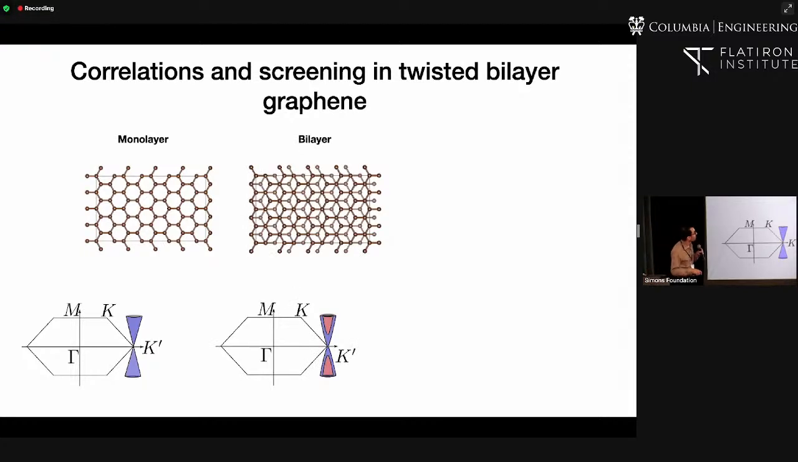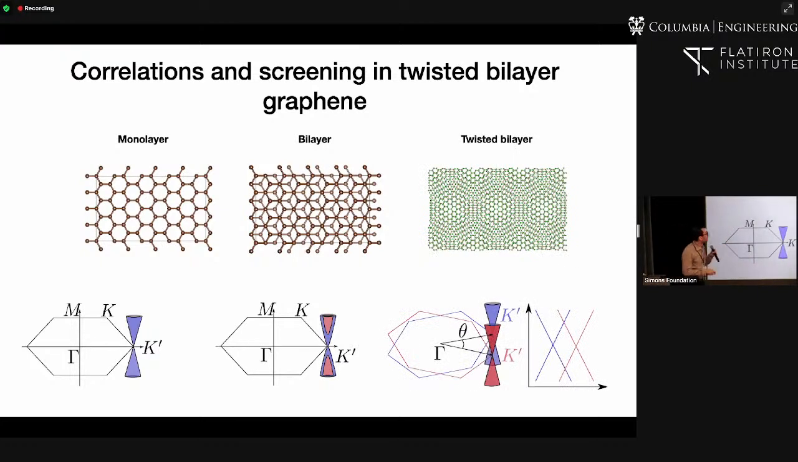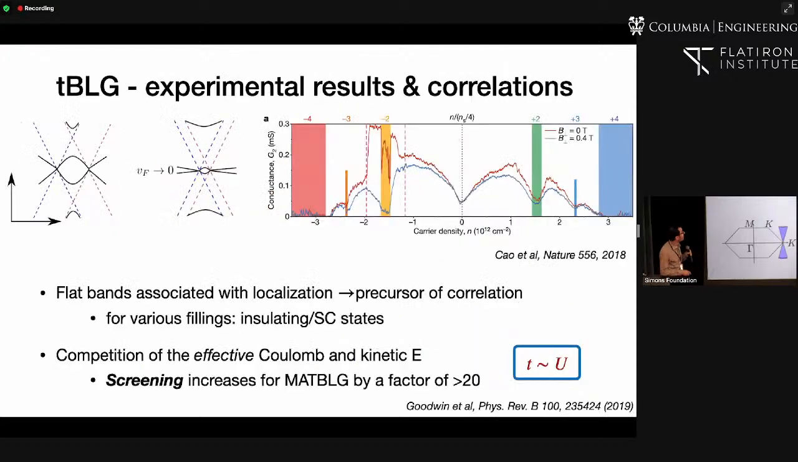So, we go from monolayer to bilayer. It's relatively trivial. We just have the Dirac cones at the K point, and here they are trivially gapped. Now if I go to a twisted bilayer, if they were completely non-interacting monolayers, I would essentially have a degeneracy of my Dirac points at this level. However, they are actually in practice interacting, so they are gapping and creating those very localized states. And whenever I have a strong localization of electrons, that works as a precursor for strong correlation.